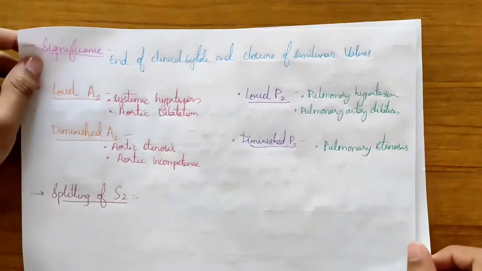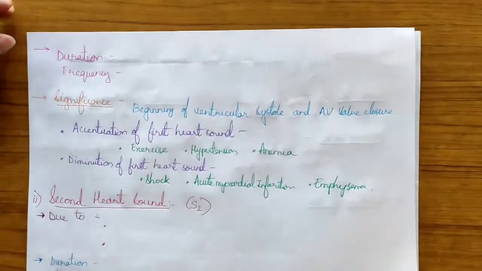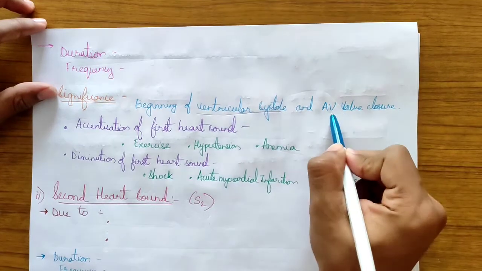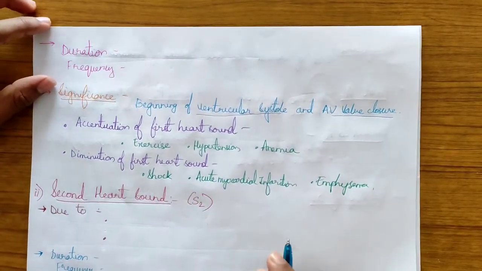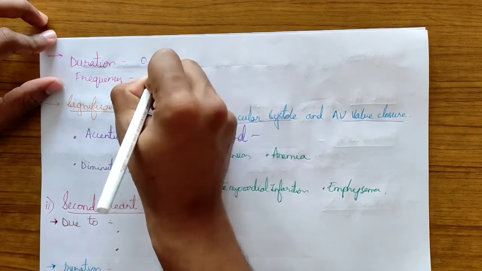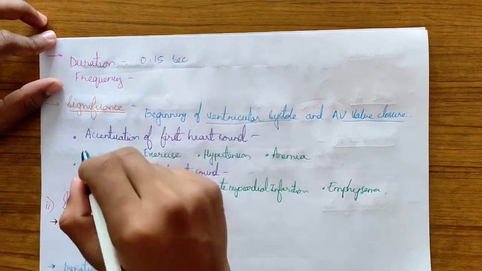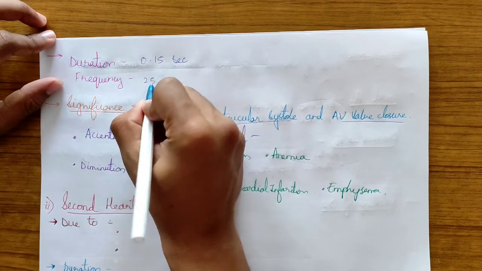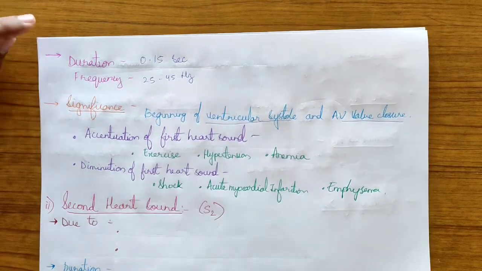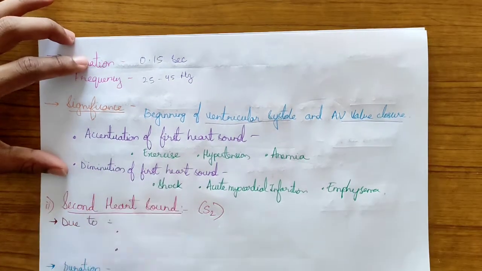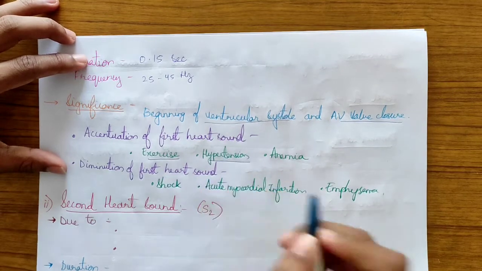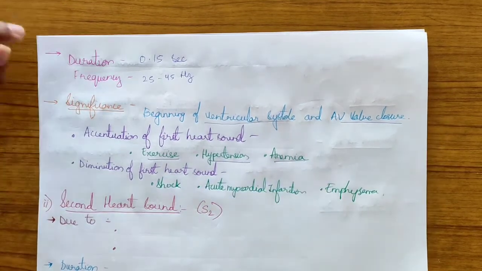So what is the significance of the first heart sound? It marks the beginning of the ventricular systole and the AV valve closure. What is the duration of the first heart sound? It is 0.15 seconds. And what about the frequency? It is 25 to 45 Hertz. Talking about the significance, there is accentuation of the first heart sound in cases of exercise, hypertension and anemia.